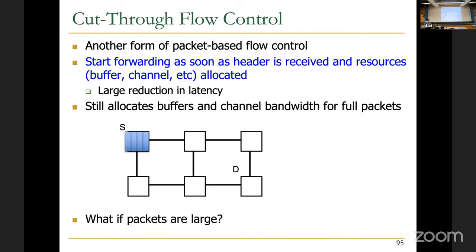So we can have this kind of implementation: the header arrives at the next router. We need to spend some time on routing of that header, to find which output port the header should take. The router also needs to do arbitration or allocation for this header. But as soon as the output port is allocated to this header, we can move on and send the header. Essentially, we have this kind of pipelining in sending our packet. It can significantly reduce the latency, but we still need to allocate buffers and channel bandwidth for full packets. So what if packets are large?